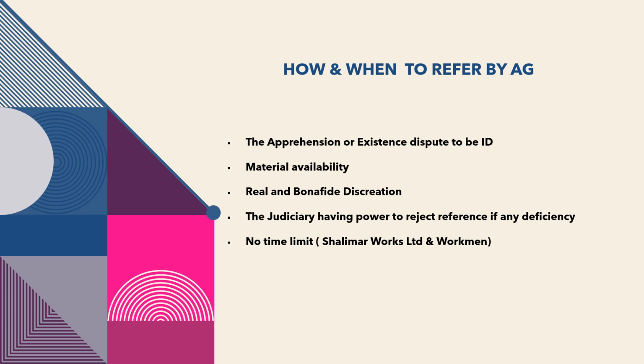Otherwise, the judiciary will ask why the other party is not heard, or why the material has not been reviewed by the appropriate government while they are referring to the labor court and all. So they must be very careful when the matter is referred to the authorities. And there is no time limit for the appropriate government to refer the matter to the judicial authority, as in the case of Salibar Works Limited.